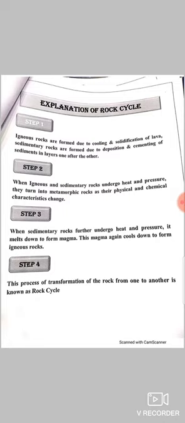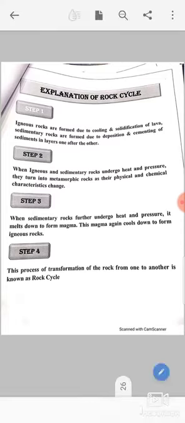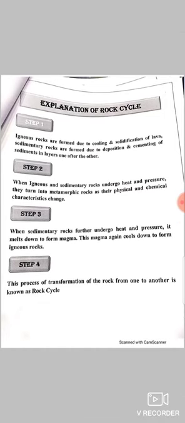Yes, because igneous rocks are formed by solidification of lava, and the sedimentary beds that form due to deposition make sedimentary rocks. And step 2: when igneous or sedimentary rocks undergo very high heat and pressure, they convert into metamorphic rock, and their physical and chemical character changes completely. Step 3: when rocks undergo even more heat and pressure, they melt down into lava and magma, and when the volcano erupts, it cools down again, and then forms igneous rocks.